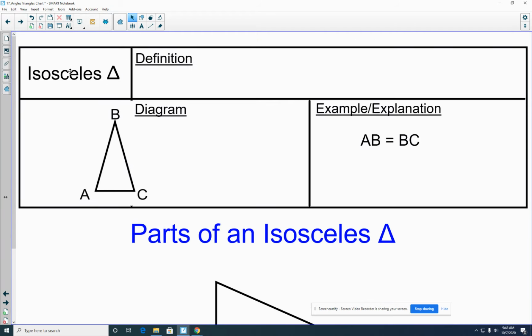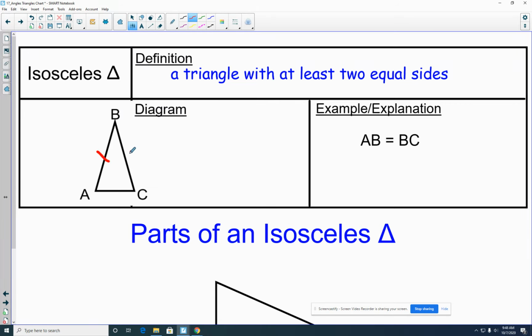Okay, then moving on, we have an isosceles triangle. So the isosceles triangle is a triangle with at least 2 equal sides. It's interesting because it says at least 2 equal, which means technically if a triangle has 3 equal sides, it's equilateral, but that means it's also isosceles. So if you take a look here, here's our diagram, and we have that AB equals BC. So we should be able to mark that AB and BC are equal.